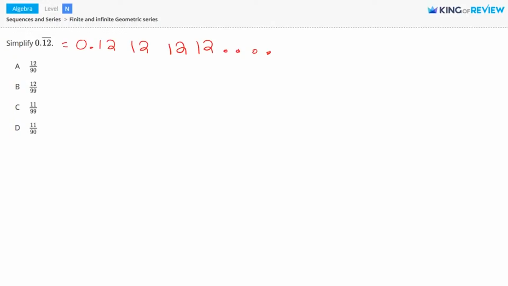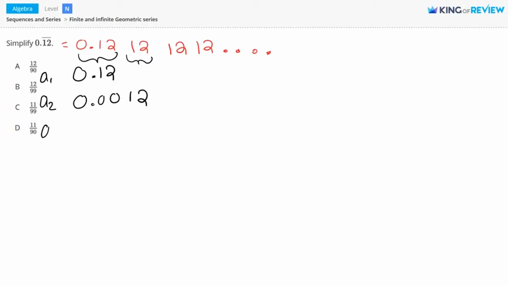So let's look at the first portion of this repeating decimal, 0.12. We're going to call this our first term, so A1. Now for the second term, what could we add to this first term to get the second portion of our repeating decimal? Well, we could add 0.0012. That represents the second portion, and A1 represented this portion here.